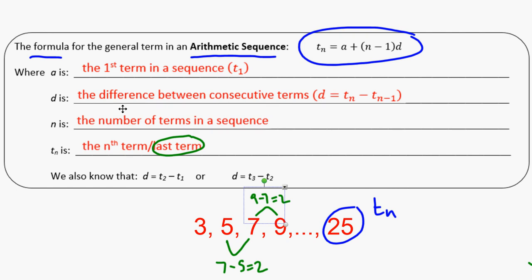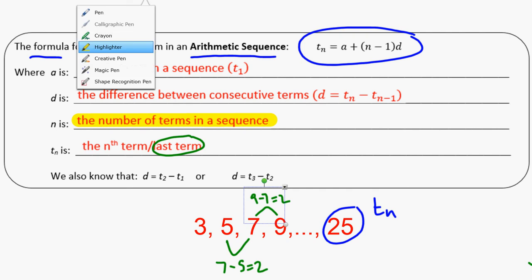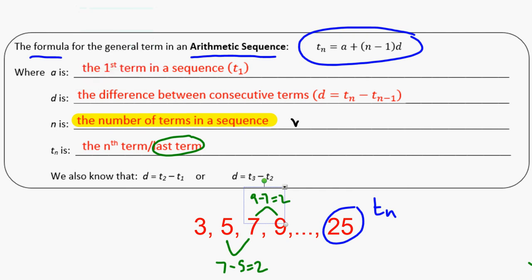One comment I would like to make here is that N is the number of terms in a sequence, and there is actually a stipulation on this. N must always be greater than or equal to 1, and N also must be integers. So that means it has to be 1, 2, 3, 4, 5. You can't have a decimal number of N. So if you solve for N, you get a decimal number, something went wrong.